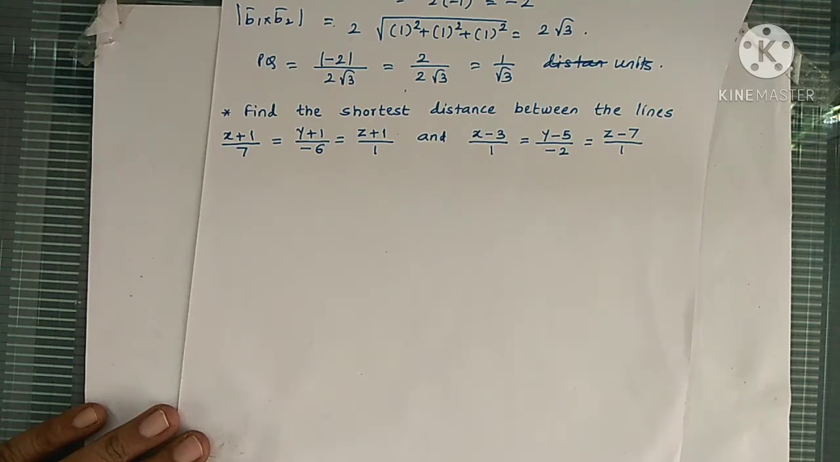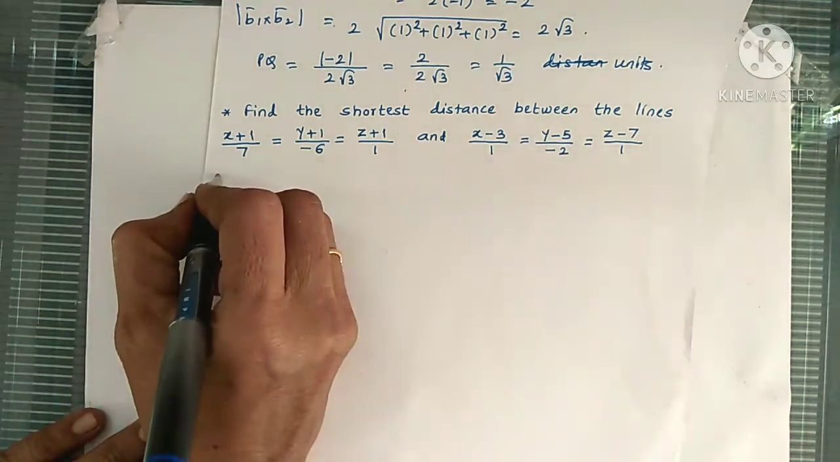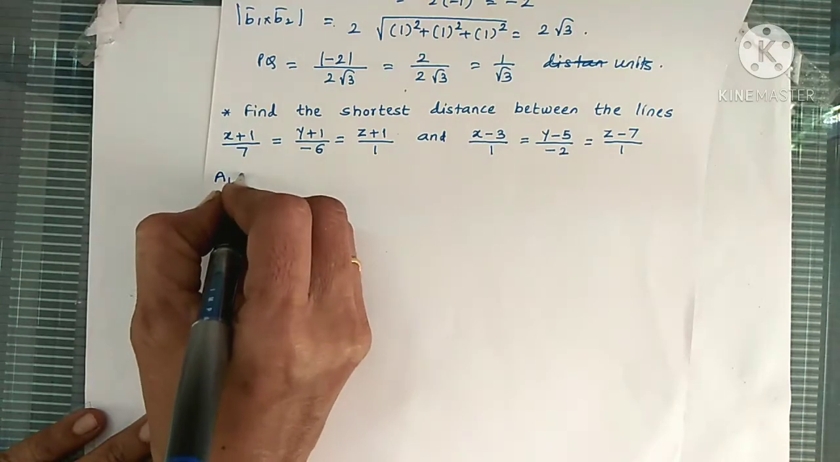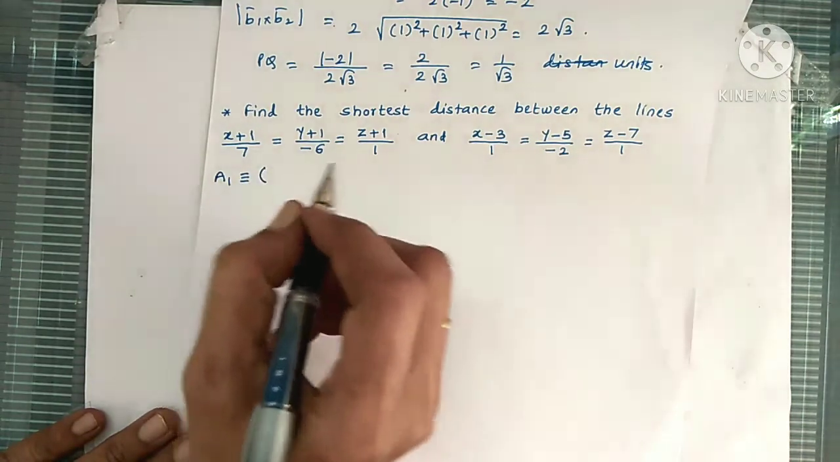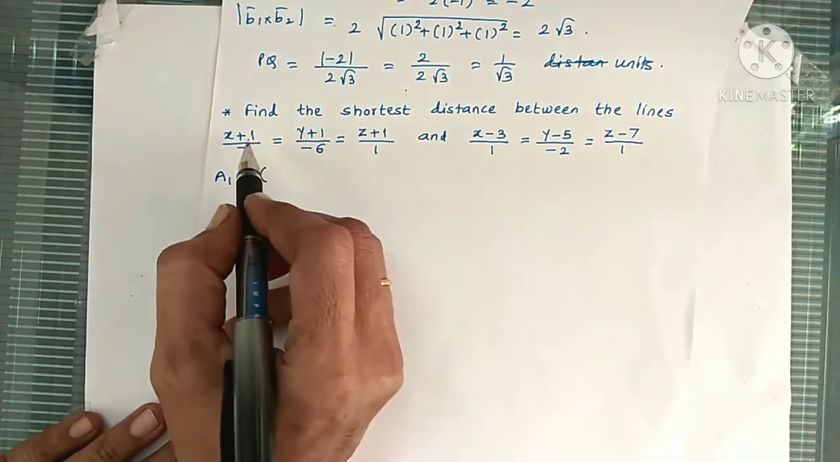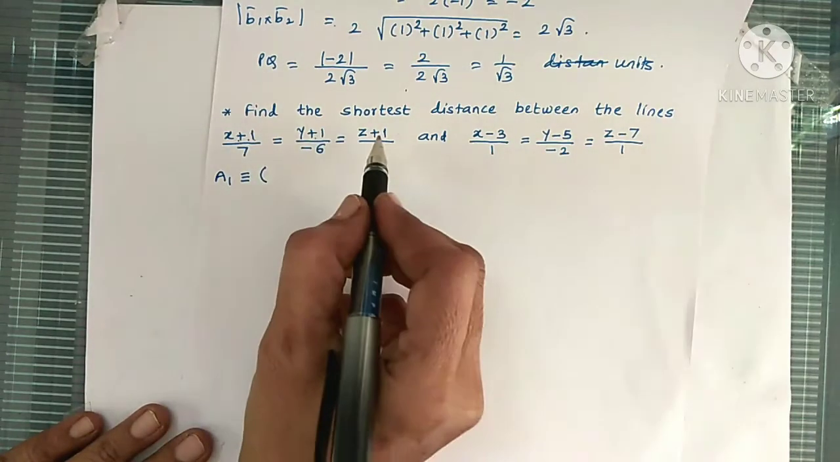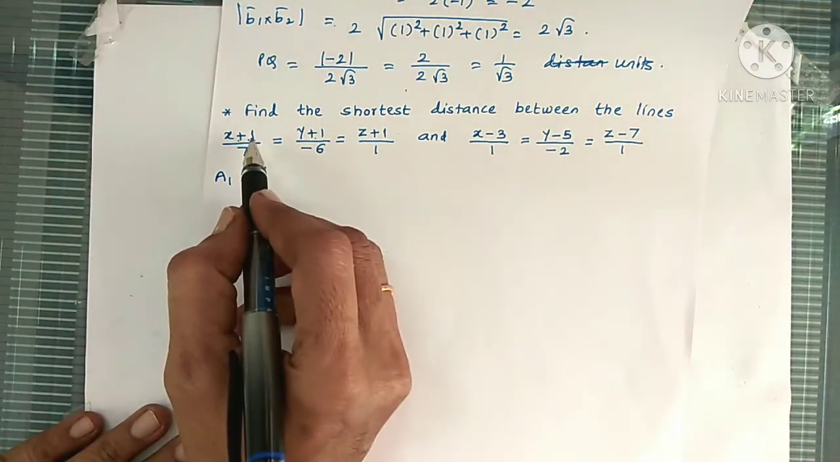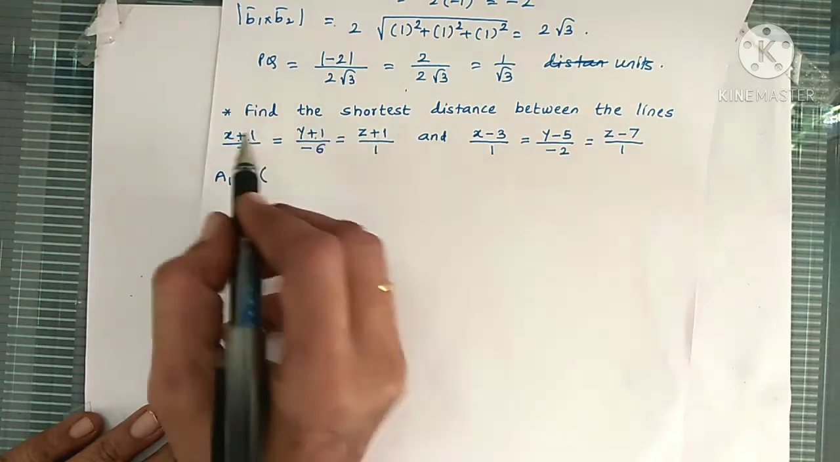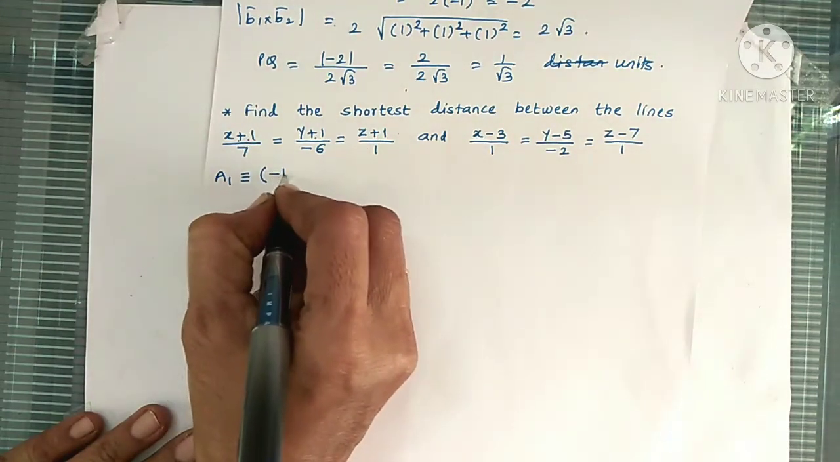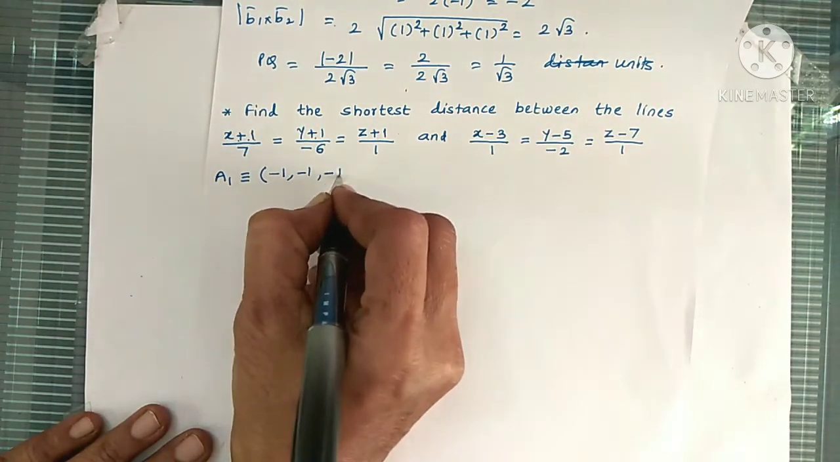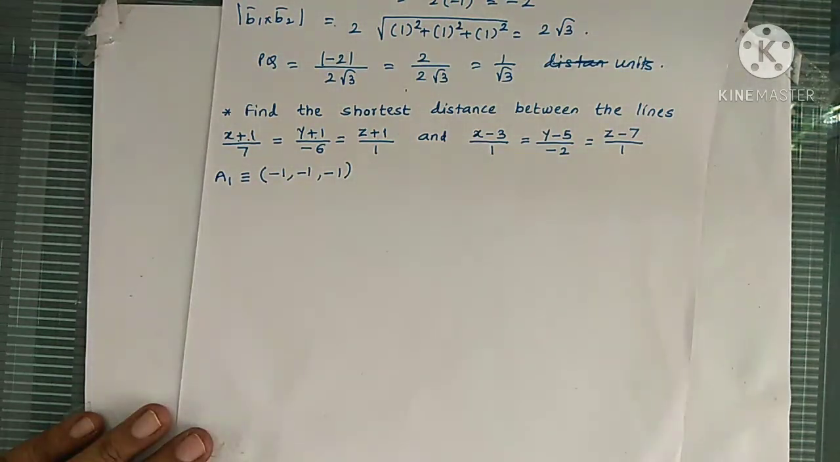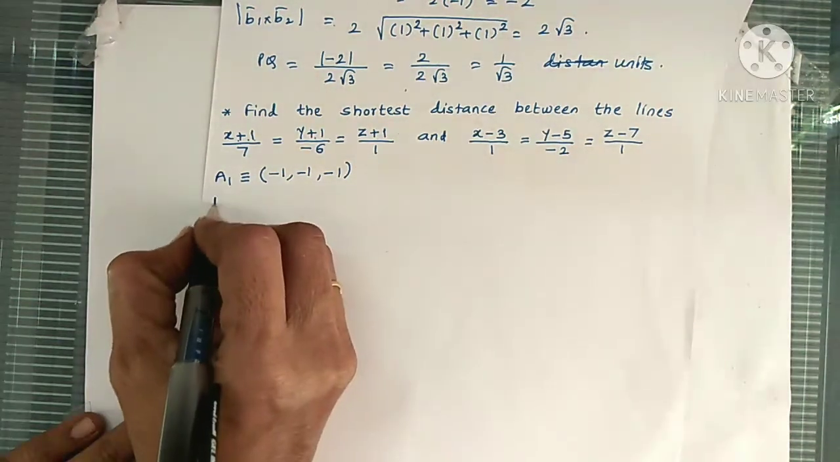So again we have to identify the points on those two lines and the direction ratios of those two lines, and we have to use the formula. So first of all, let's write the point on the first line. Let it be a1. So a1 is, we have to change the sign here, as it is x minus x1, y minus y1, z minus z1. So all the three numerators have plus sign here. So changing the signs of the numbers, we have the first point as minus 1, minus 1, minus 1.